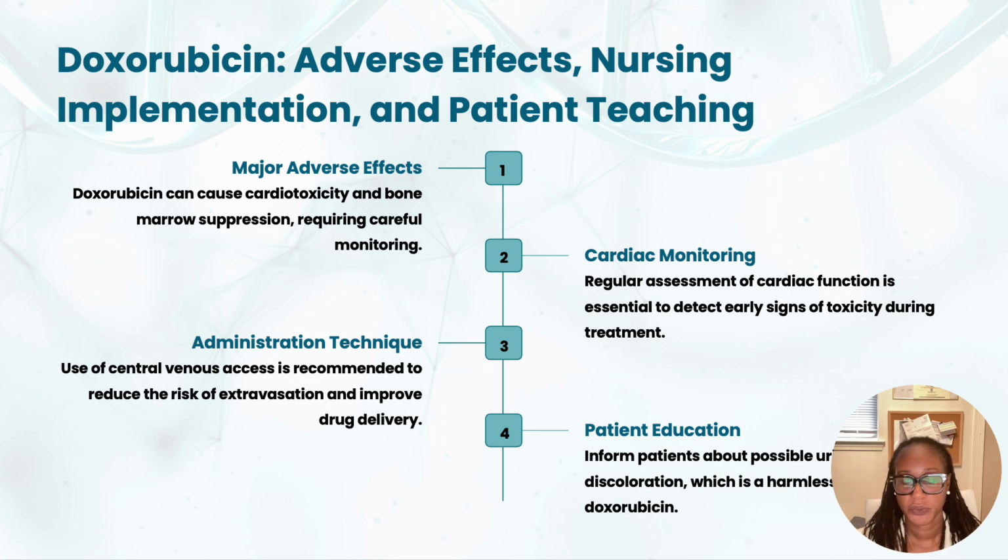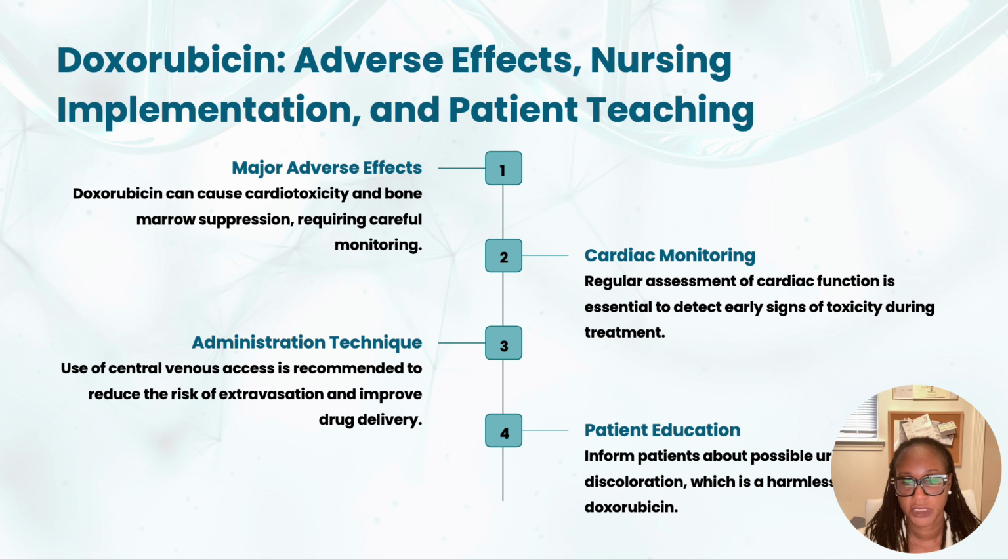Nursing implementation: we are to monitor cardiac function by use of echocardiogram or ECG as well. Use central venous access to avoid extravasation. As I mentioned before, you don't want to put this in a peripheral line. Monitor CBC and liver function tests. Ensure hydration to prevent nephrotoxicity.